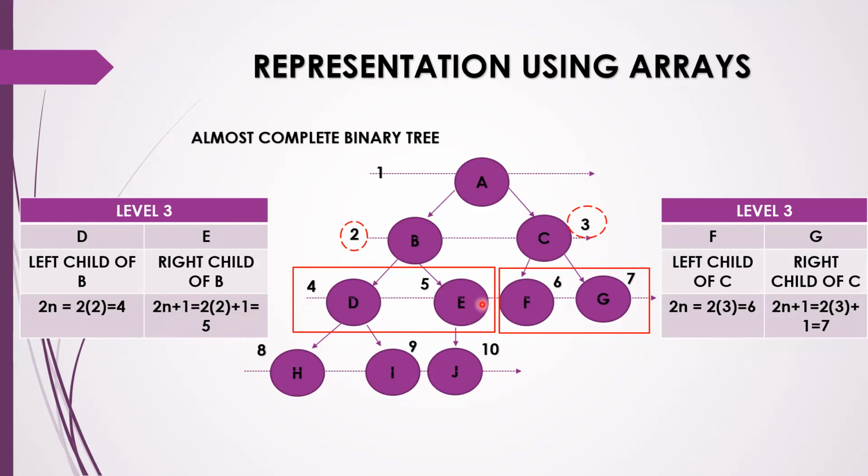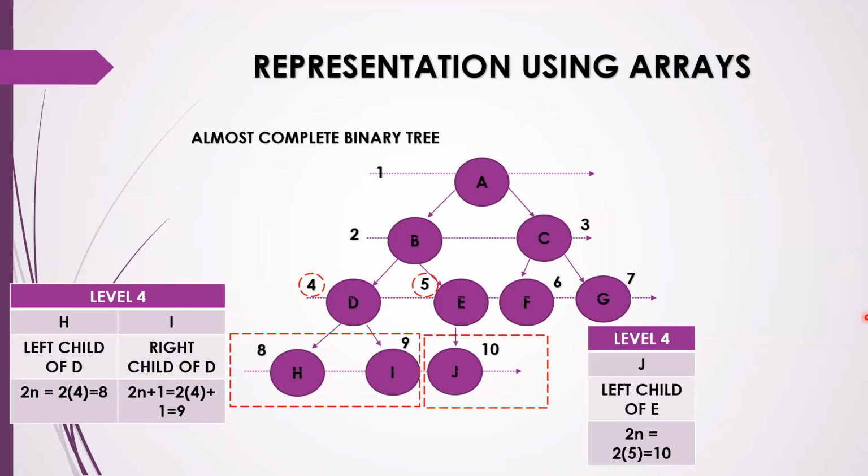And if you go to F and G, you can see it is the left child of C and the right child of C. So 2n is equal to 2 into 3, which is 6. So 2n plus 1 is equal to 2 into 3 plus 1, which is 7. Here n is substituted by 3 because the parent of F is C, so C's n value is 3. So 2 into 3 is equal to 6. Again, here n is substituted by 3 because the parent of G is C, and C's n value is 3. So 2 into 3 plus 1 is equal to 7.